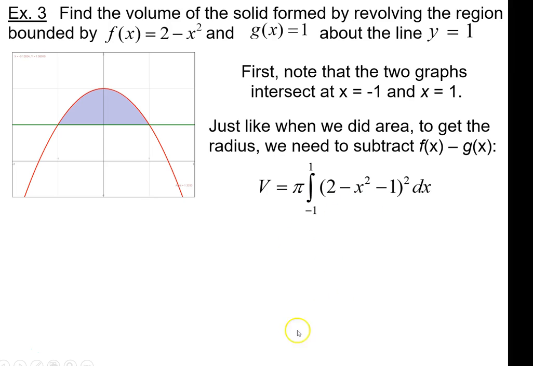Here's what's a little different about this one, though, because I'm not just going around the x-axis, I'm going around the line y equals 1. To get the radius this time, just like we did in the last section, I have to do the top minus the bottom. That's going to be my radius. So what I did is I did 2 minus x squared minus 1. That's the radius. So we have pi times the radius squared dx. And we're going from -1 to 1 because those are the points of intersection in terms of x. And again, we're going in terms of x because it's a horizontal axis of rotation.